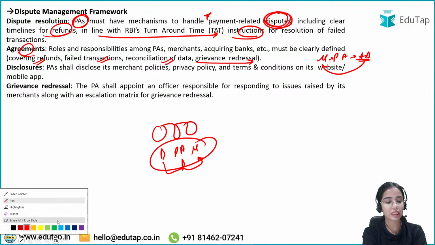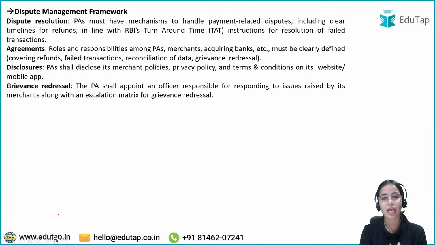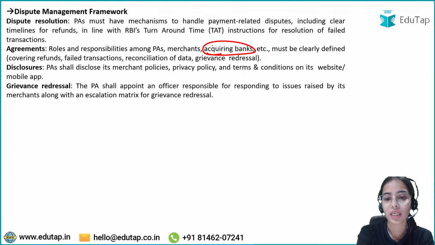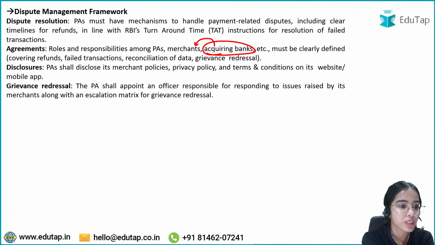So basically the payment aggregator, merchant and bank should have formal agreements so that roles and responsibilities are clearly laid down, that is, what role and responsibility the payment aggregator will have and what role and responsibility the merchant will have. The acquiring bank is the bank that helps in the transfer of funds to the merchant. Okay, so this is the idea.